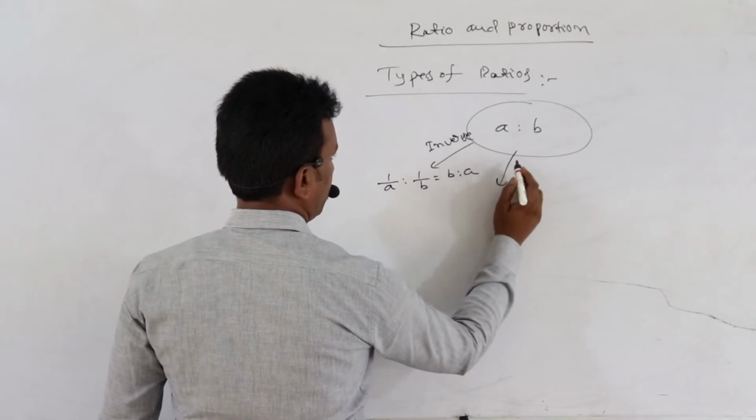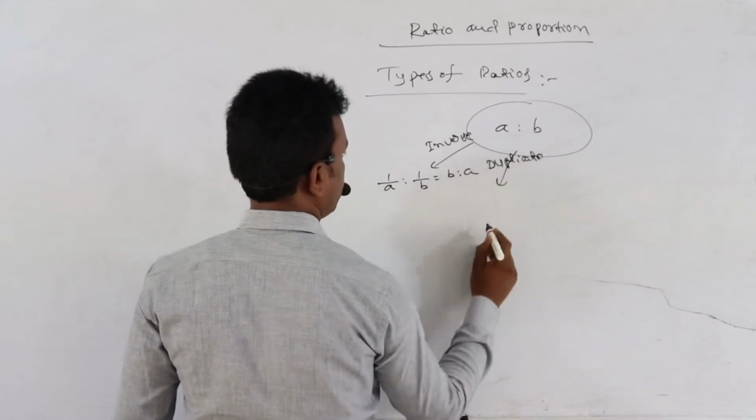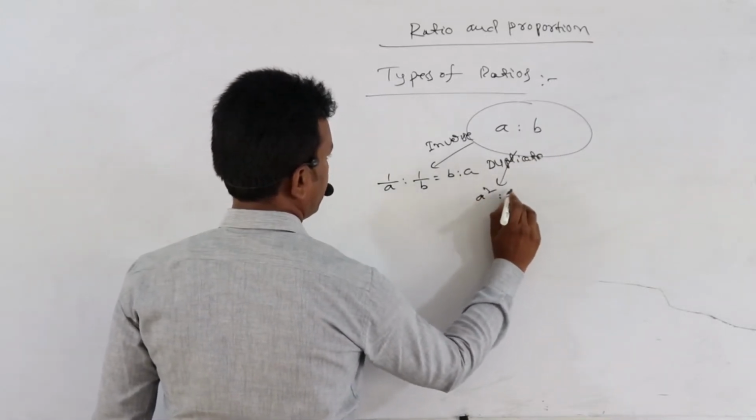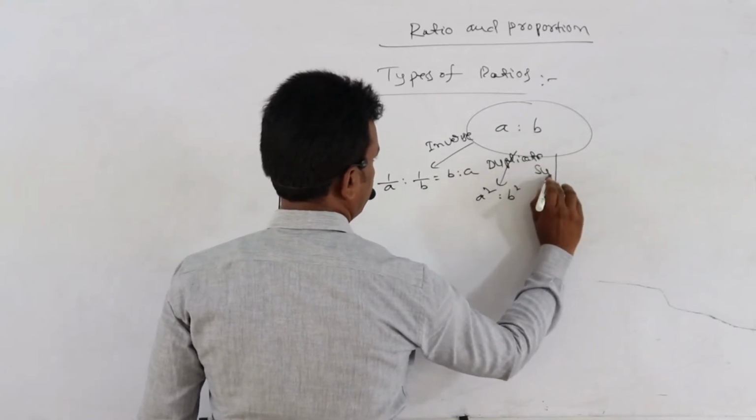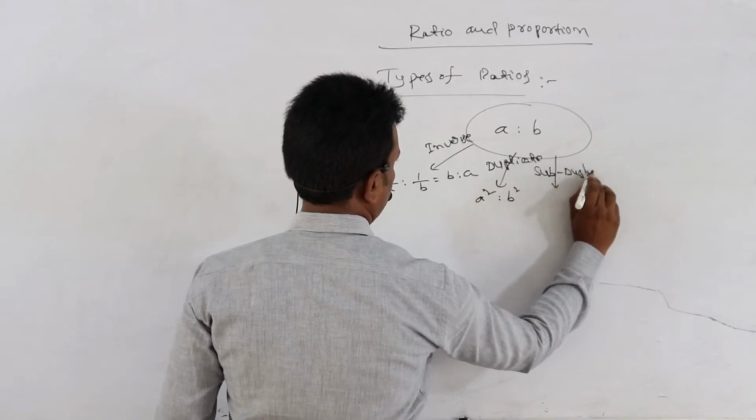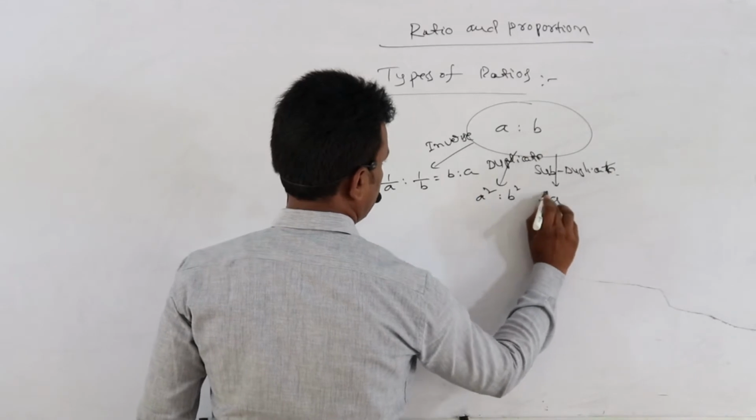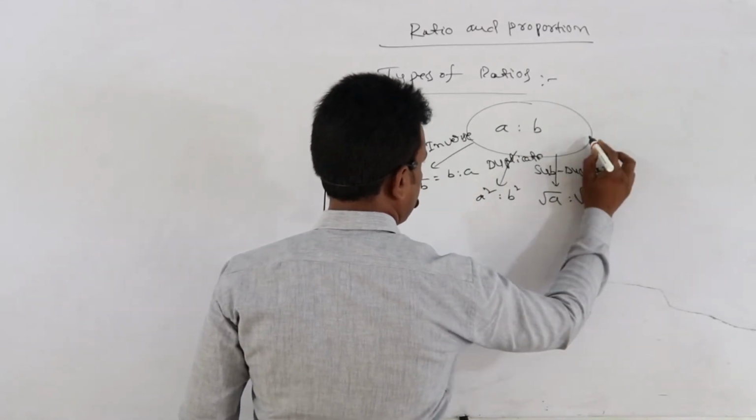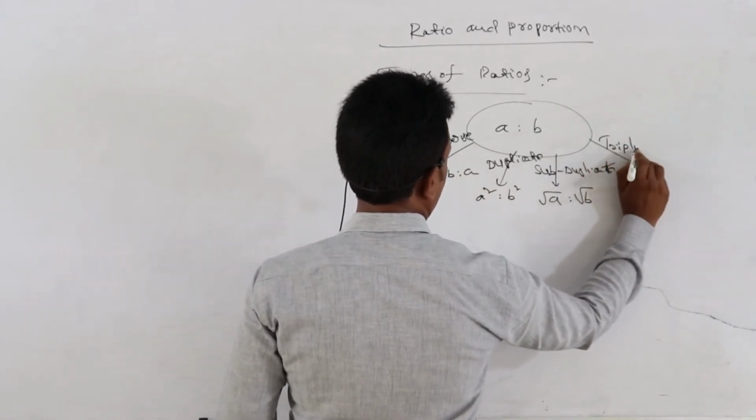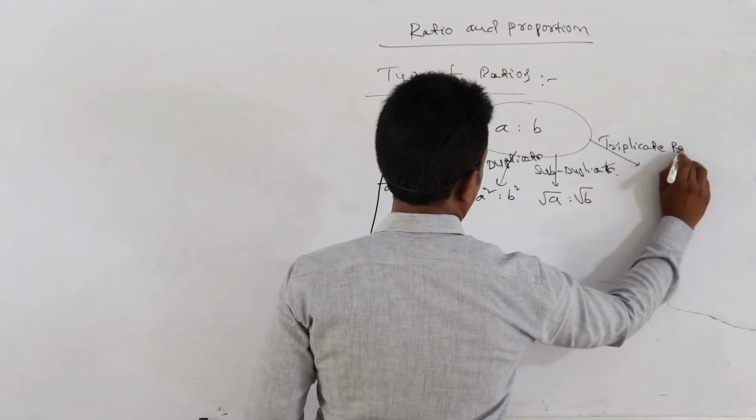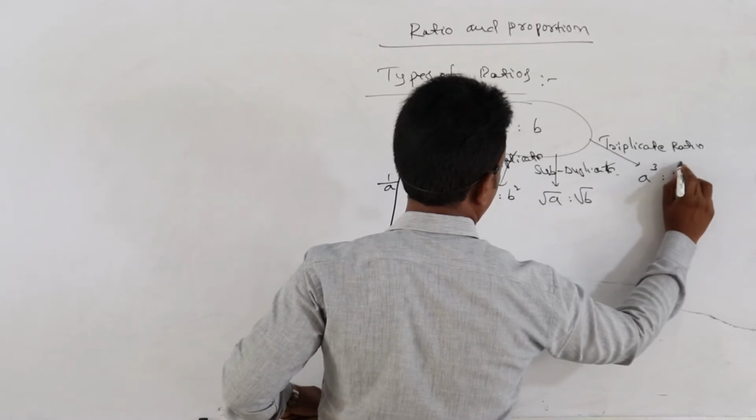The second one is duplicate ratio, which is defined as A square is to B square. The next type is subduplicate ratio, which is defined as root A is to root B. The next one is triplicate ratio, which is defined as A cube is to B cube.